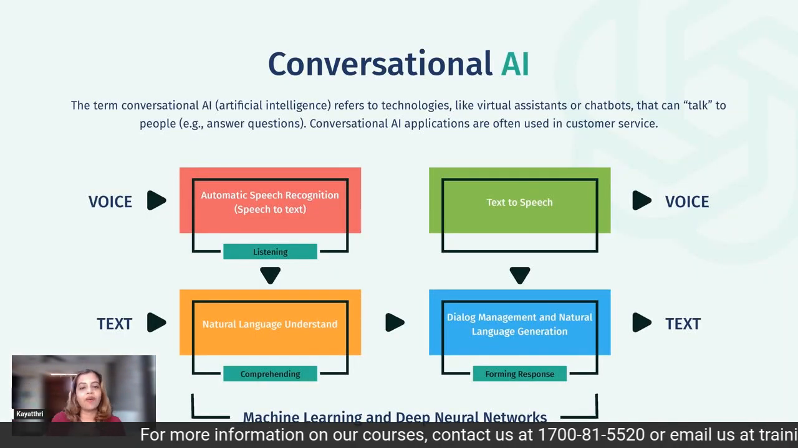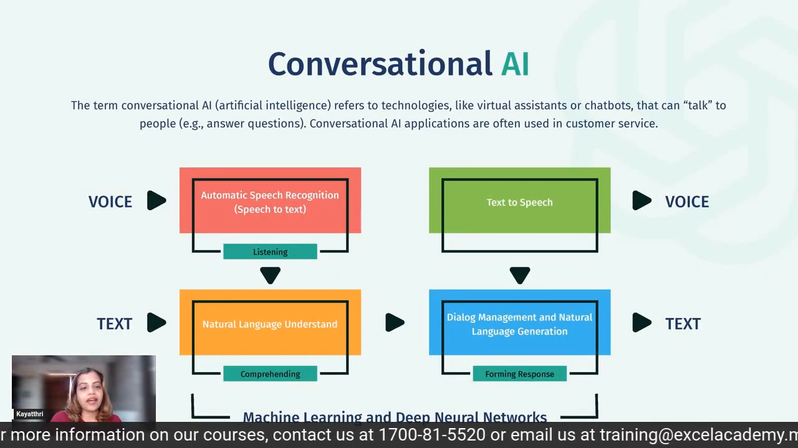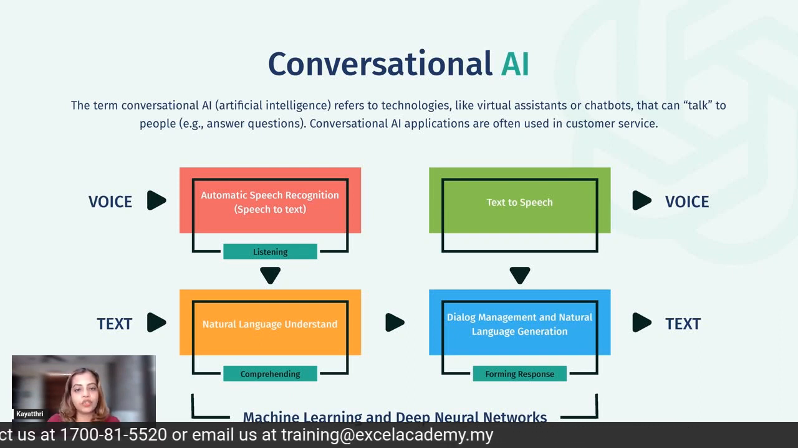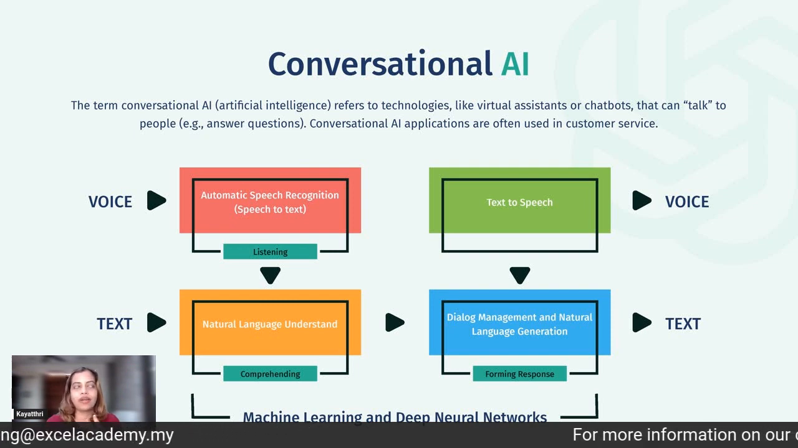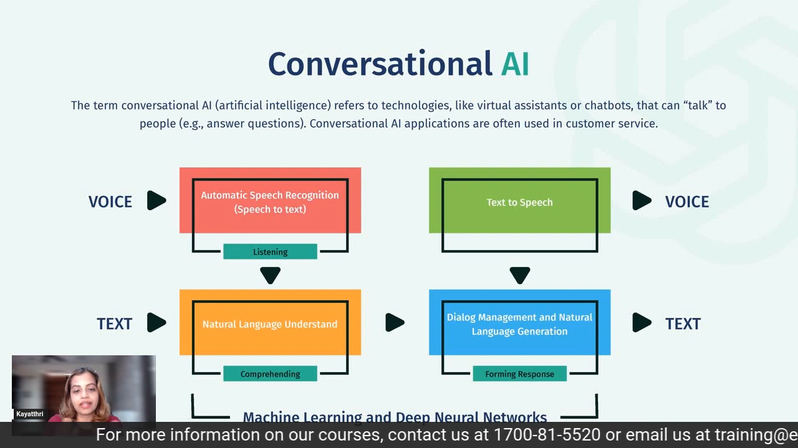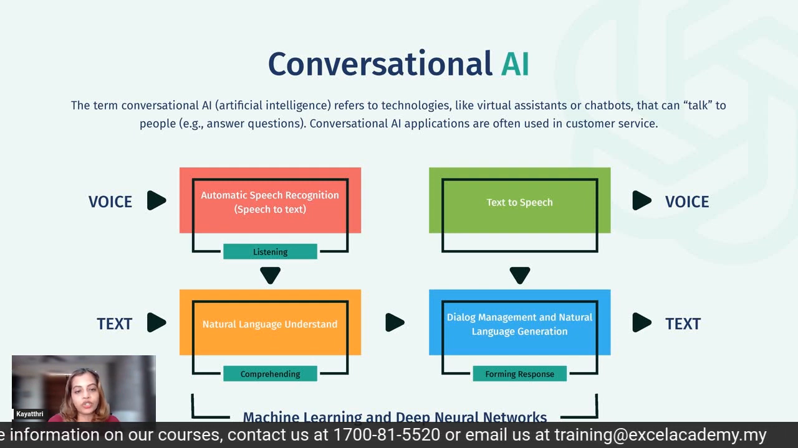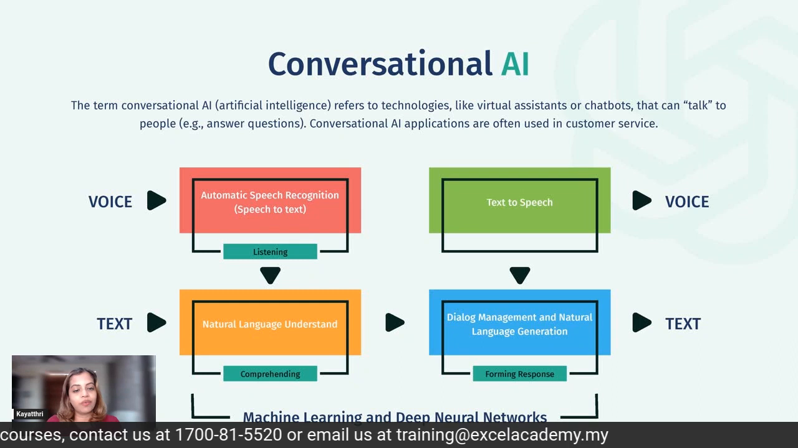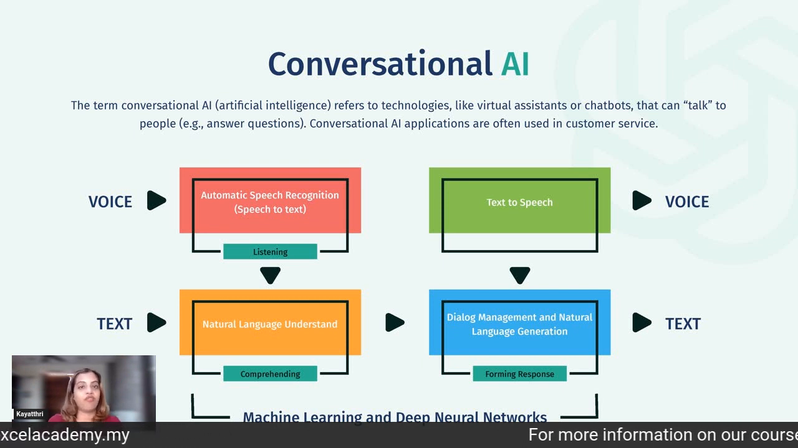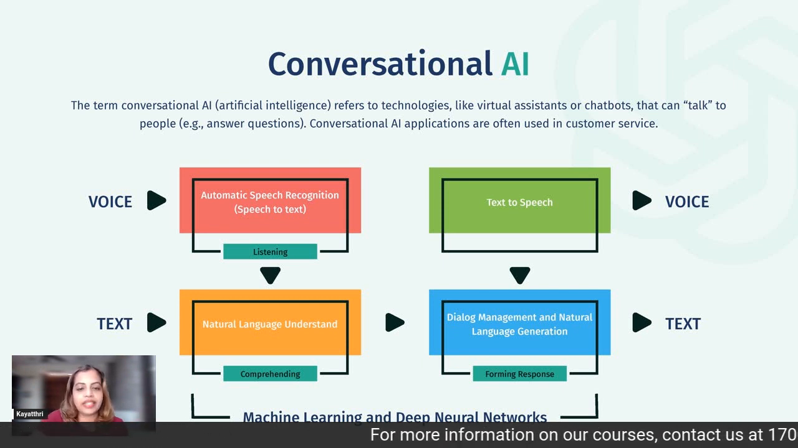Okay. Now, what is conversational AI? The term conversational AI refers to technology like virtual assistants or chatbots. That is actually conversational AI, where we want that technology to talk to people, to answer questions and stuff. So what we have here is voice to text, text to voice, text to text, and text to image. These are the ways the conversation is actually evolving. All right, so I don't want to go too detailed into this.